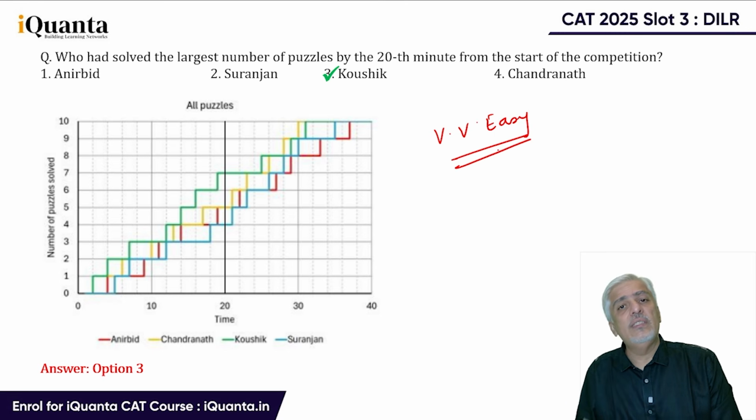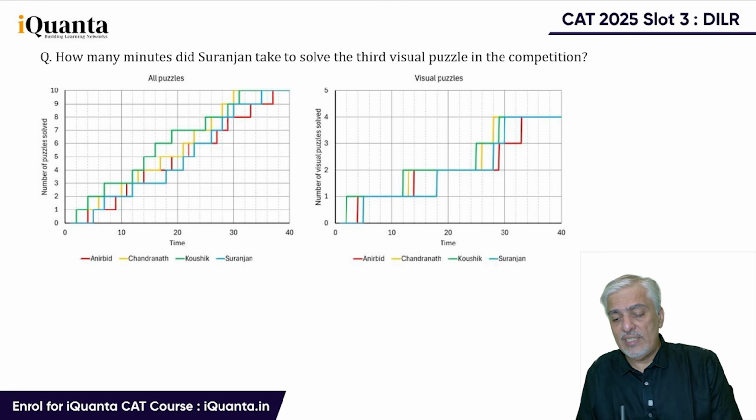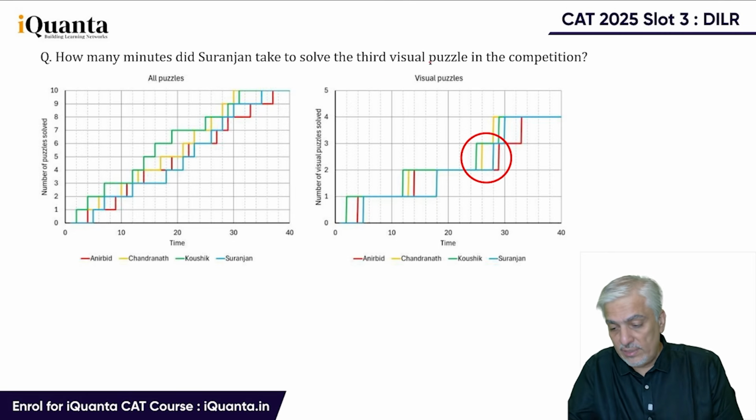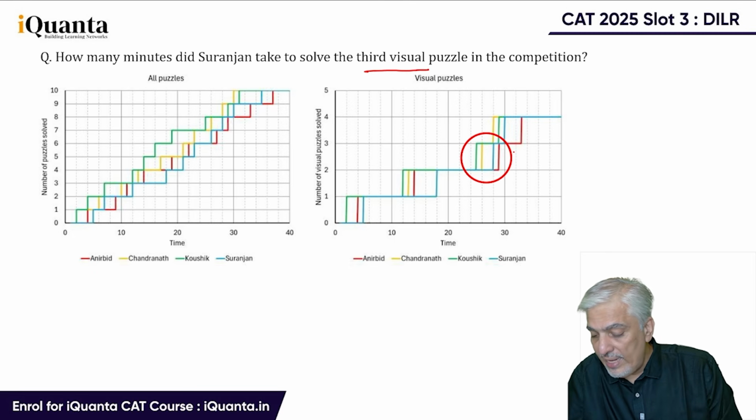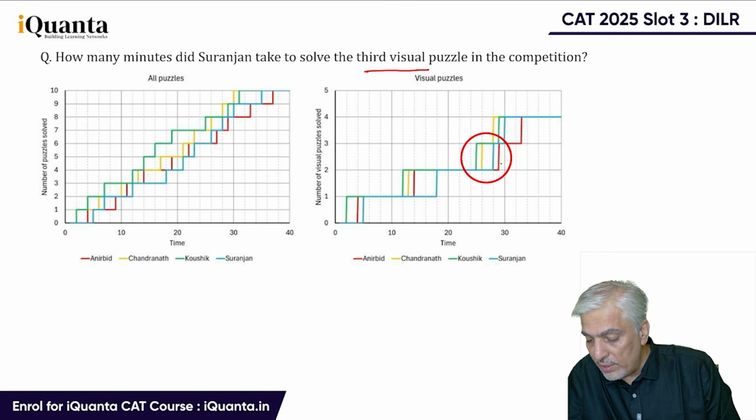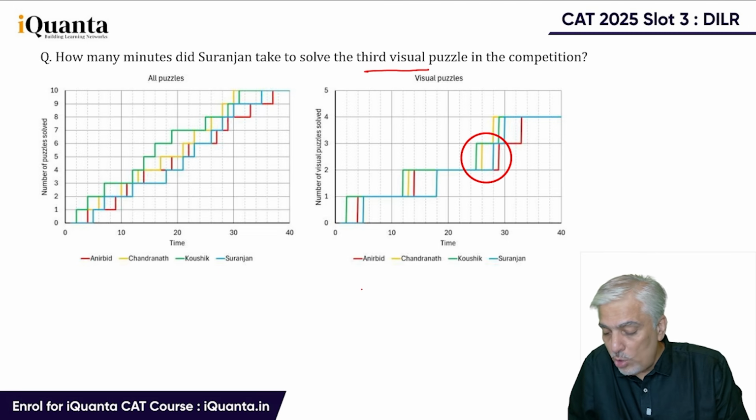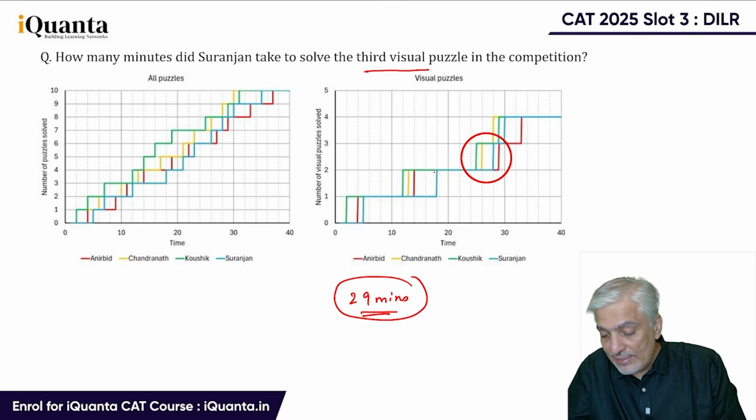Okay. Second question. How many minutes did S take to solve the third puzzle? Now this one is a little bit tricky. Now S is the third visual puzzle. Not the third puzzle, but the third visual puzzle. His third visual puzzle. S is what color? S is blue color. So his third visual puzzle is over here, which I think is roughly at 29 minutes. It is getting over at 29 minutes. Now the problem is I want to know when it is starting. You can't say it is starting over here because in between these two he could have done number puzzles.